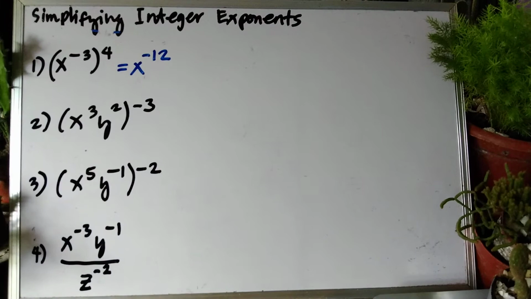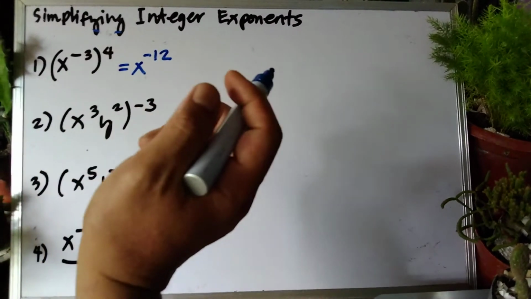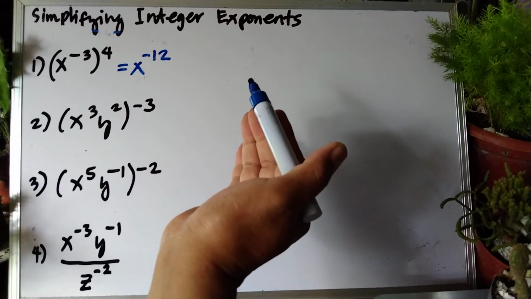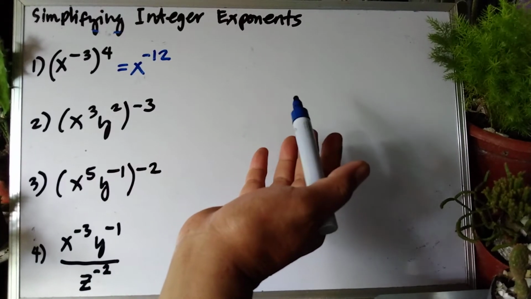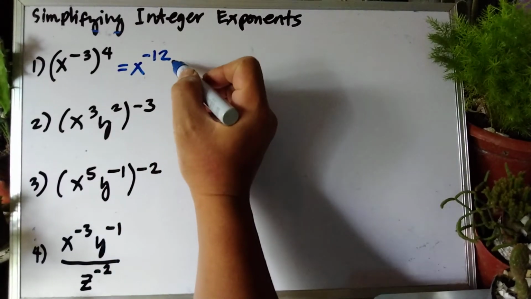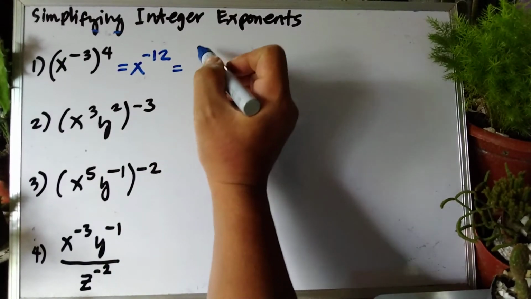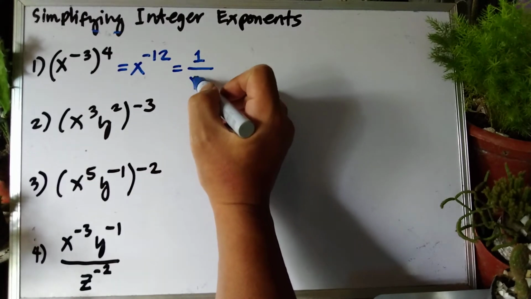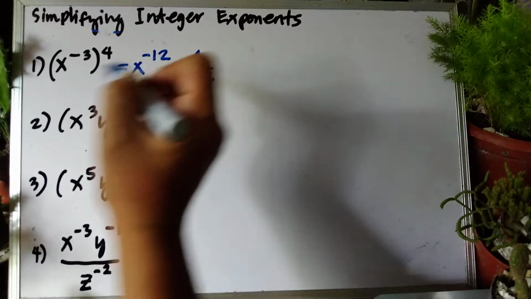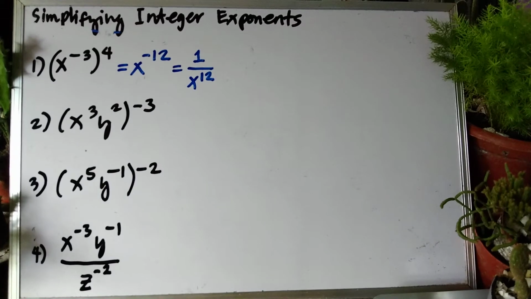Okay? Now, since the exponent is negative, suppose your teacher would ask you, your final answer must be a non-negative exponent. So, we'll make this positive. That becomes, using the law of exponent, 1 over x to the power of 12. Okay, let's move on to number 2.